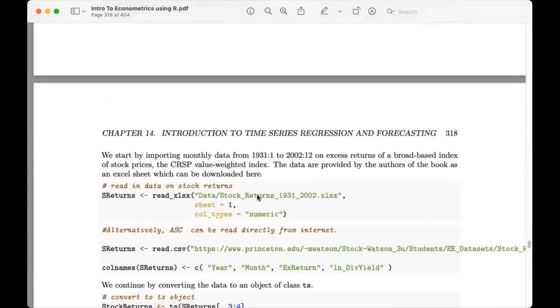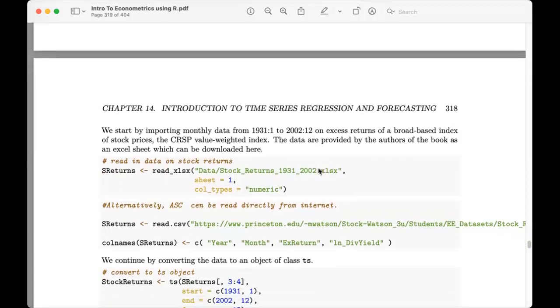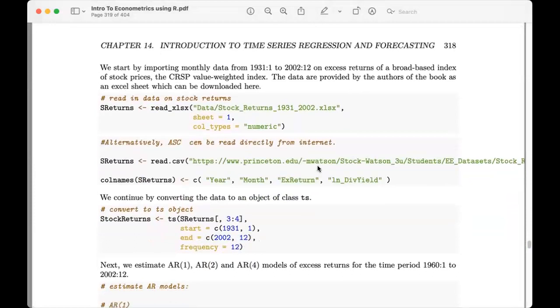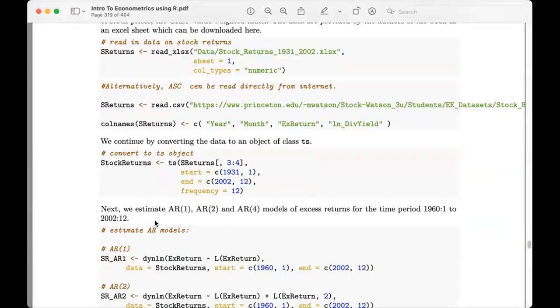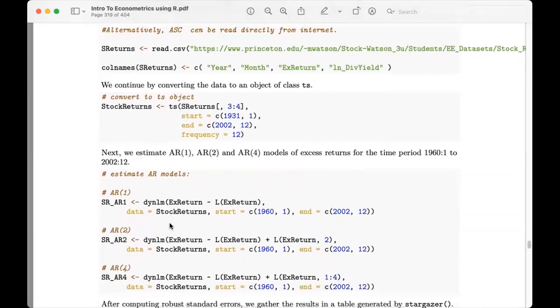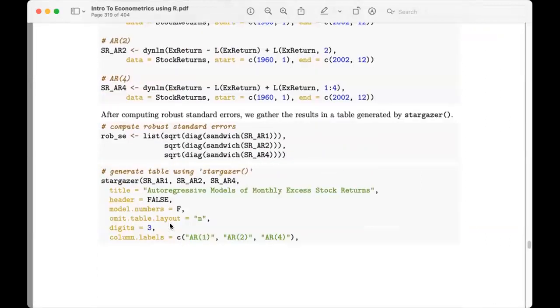So he's trying to show whether this idea is really true, where we start by importing monthly data from 1931 Q1 to 2002 Q2 on excess returns of a broad-based index of stock prices. These are just some data adjustments they did. Next, we estimate AR(1), AR(2), and AR(4) models of excess returns for the period 1960 Q1 to 2002. We can see the results from the table.